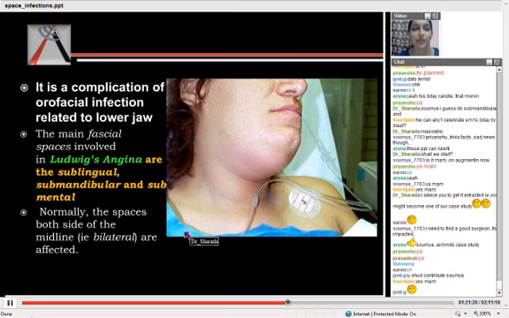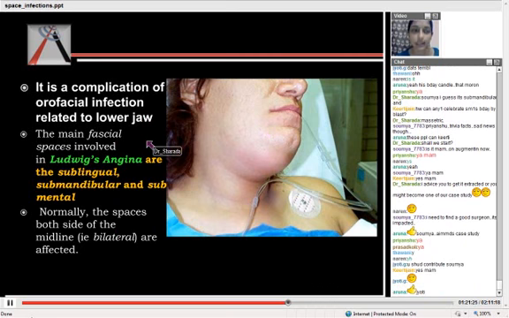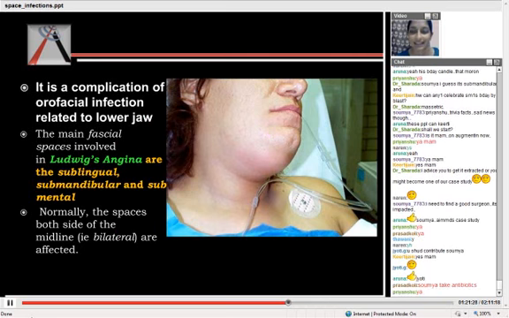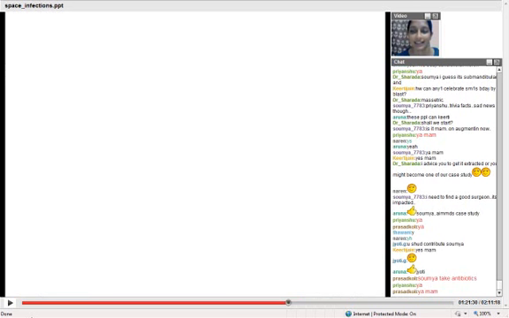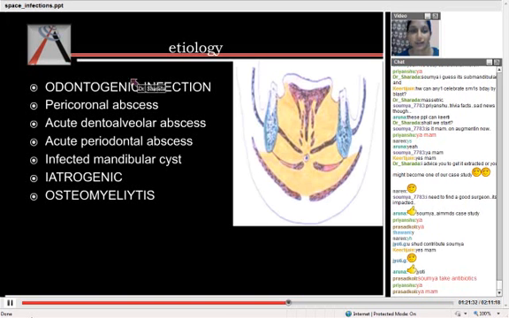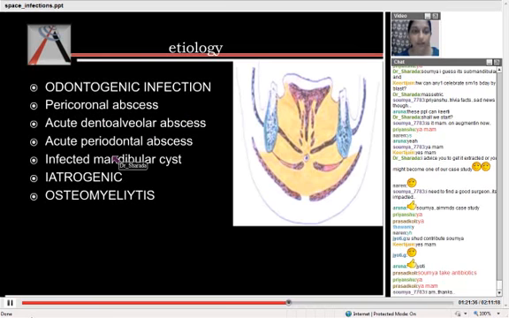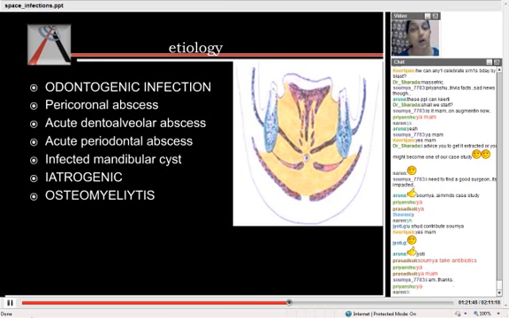So Ludwig's angina, you know basically what it is. Etiology, you can have an odontogenic infection, pericoronal abscess, dentoalveolar abscess, periodontal abscess, so anything to do with the tooth. And osteomyelitis also.